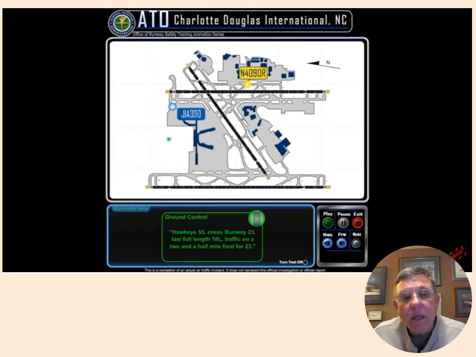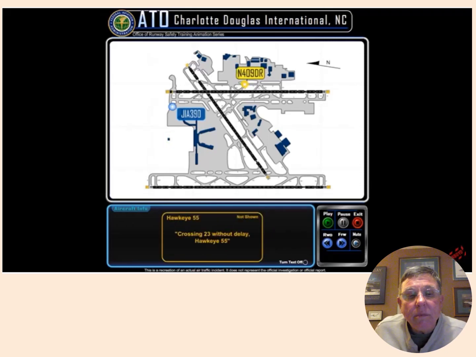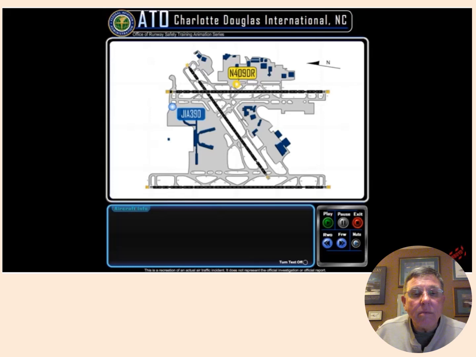55, cross runway 23. 9 Delta Romeo, left, traffic on a 2.5 mile final for 23. Hawkeye 55. Control 2681, follow the regional, sit down again when you pull out in front of your taxi point. Regional 2681. Push it 390, much longer? No, 390, probably about another 20 seconds, we're calling her now. Okay, thank you. When you're able, taxi.